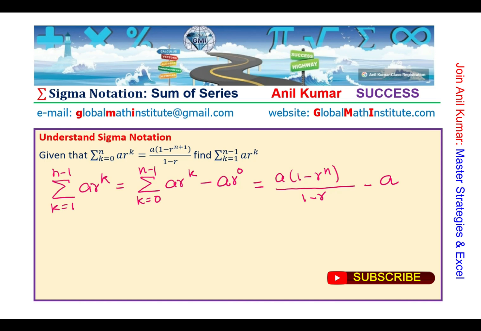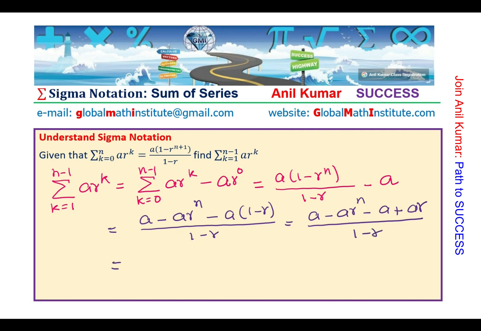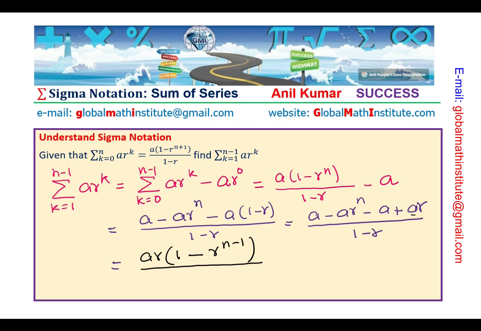And now we are going to simplify as we did in the first part. So let's open this bracket: a - a r^n - a(1 - r), divided by 1 - r. That gives us a - a r^n - a + a r over 1 - r. And that gives you the solution, which is a and minus a cancels. We can take a r as common, correct? Taking a r as common, we get (1 - r^(n-1)) over 1 - r. Makes sense. So that becomes the final result.